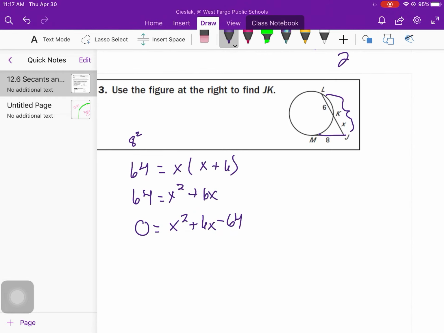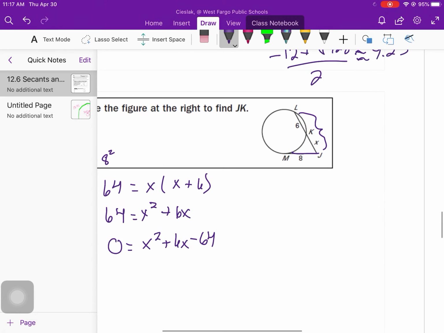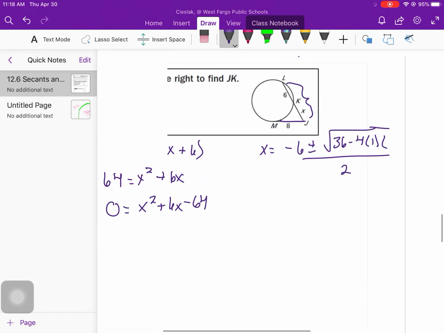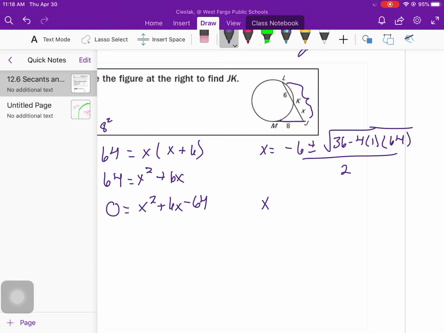So we're going to have to go quadratic formula. So x is equal to the opposite of b, so negative 6, plus or minus the square root of b squared. B is 6, so 6 squared is 36, minus 4 times 1 times negative 64, all divided by 2 times a, which is 2. So I'm going to get x is equal to negative 6 plus or minus the square root of 292 all over 2.